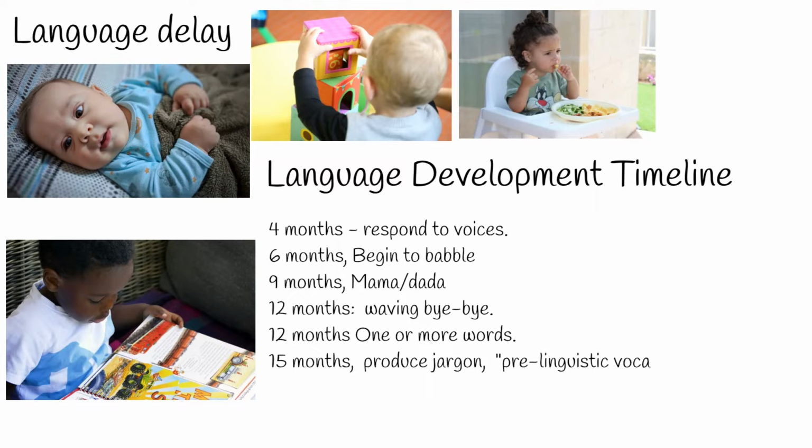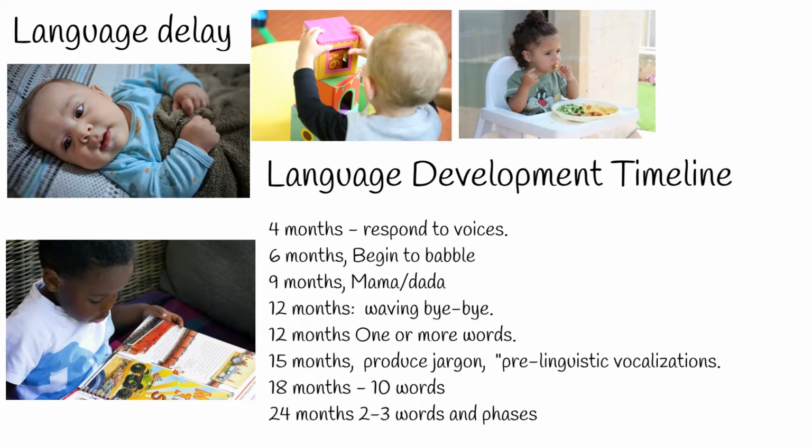Around 15 months, toddlers begin to produce jargon, which is defined as pre-linguistic vocalizations. Around 18 months, toddlers can produce 10 words and follow simple commands. Around 24 months, toddlers begin to produce 2 to 3 word phrases that use I, me, and you, indicating possession. Around 3 years, toddlers are able to use language in numerical terms.